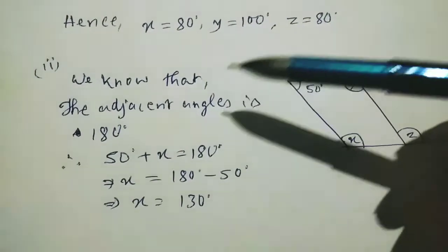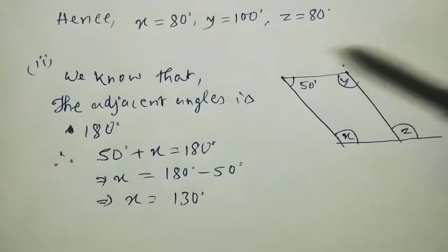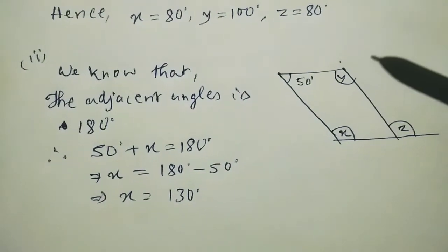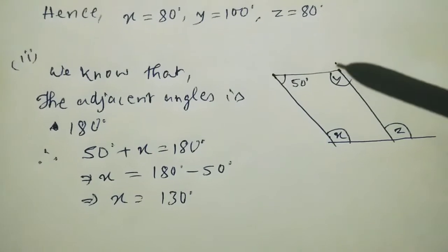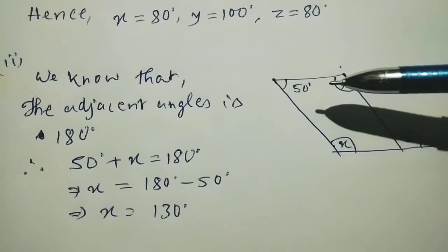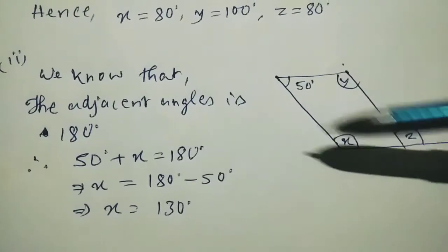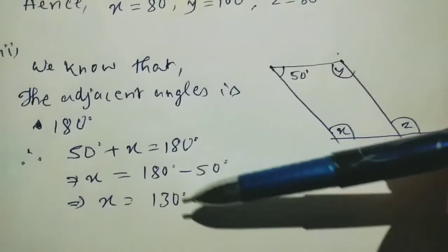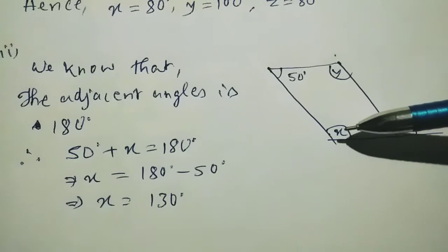See, if you do not write the reason in exam, then you will not get marks, because in geometry chapters you have to write the properties, you have to write the reason why this is happening. So the adjacent angle is 180 degree, therefore 50 plus x equal to 180 degree. So x equal to 130 degree. So we got 130 degree x.